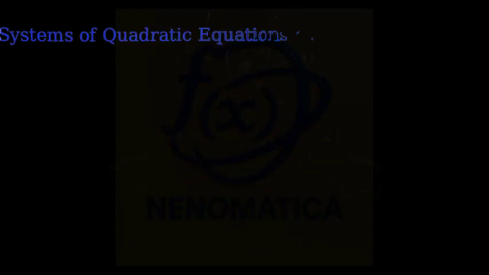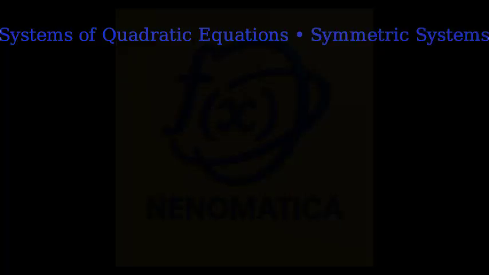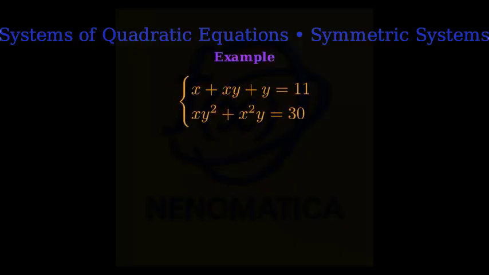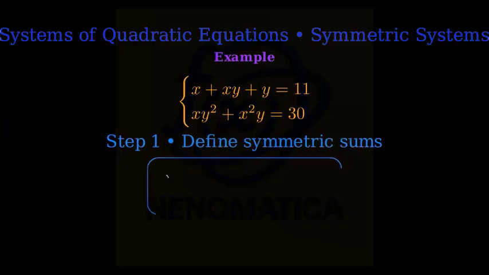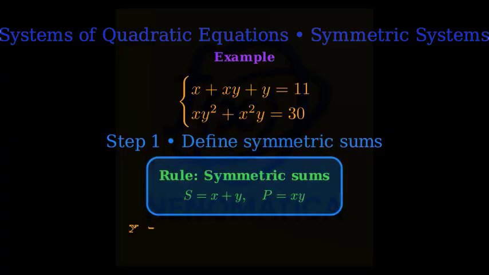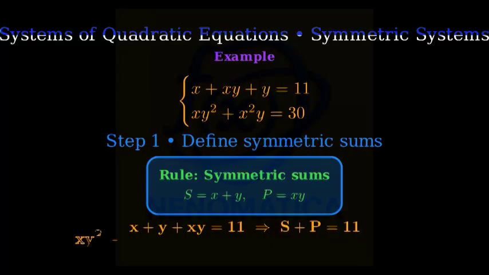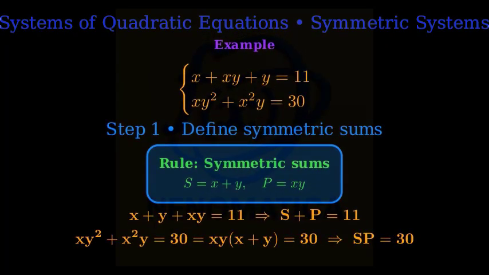We will solve a symmetric system step by step, matching the classic method for symmetric systems. Here is our example. Solve for x and y. The system is x plus y equals 11, and xy squared plus x squared y equals 30. Step 1. Introduce the symmetric sums. Let capital S be x plus y and capital P be xy. Then we rewrite each equation using S and P.